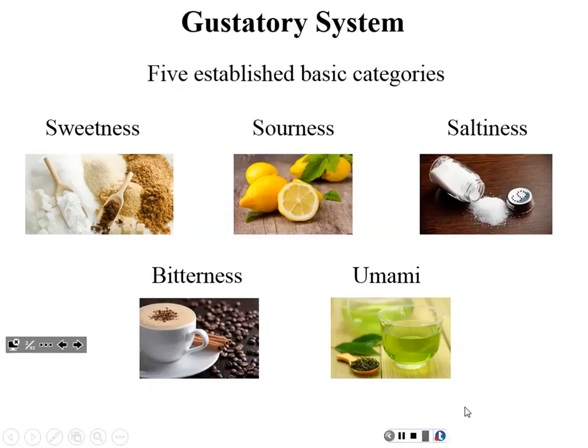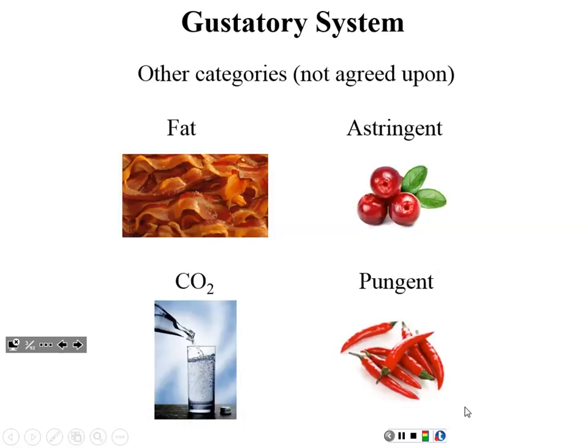So, gustatory system. There are basically five established basic categories: sweetness, sourness, saltiness, bitterness, and umami. There are other categories that not everybody agrees upon. Some people say that they can taste fat, astringency, the CO2 in a soda, or pungent tastes. Though there's a lot of argument about whether all of these are true or real.